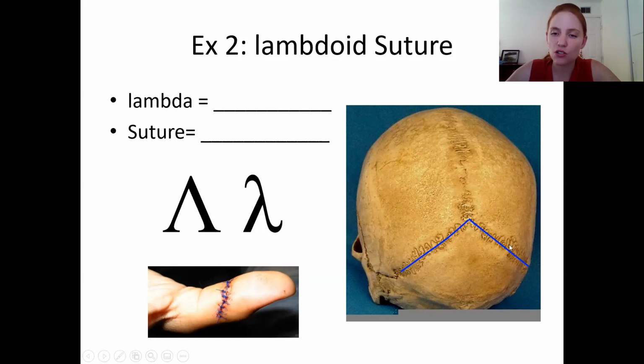And this particular suture between the parietal bones and the occipital bone is called the lambdoid suture. It has its name from the lambda. This is a lambda. The lambda is a Greek letter. So if you expand your understanding of where the name comes from, you tell yourself a little story, and that's going to help solidify it in your mind. That's the lambdoid suture.